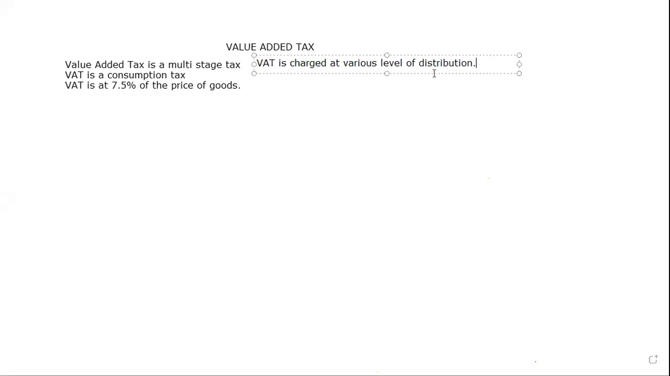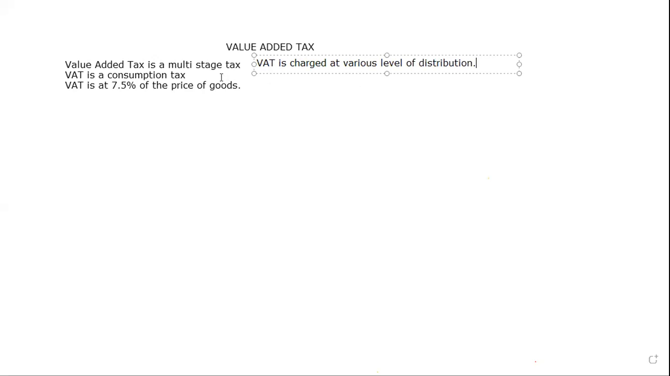So if you are moving from the producer to the wholesaler, from the wholesaler to the retailer, from the retailer to the final consumer, at each of those levels of distribution, VAT will be charged on the goods and services, right? That's the first thing.